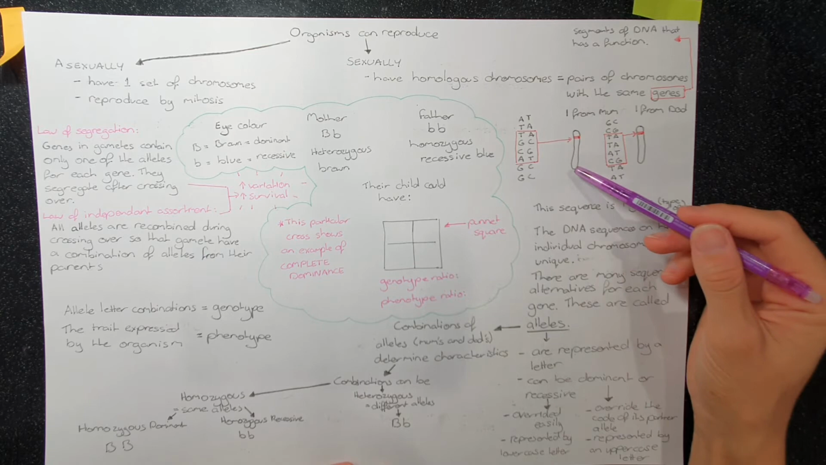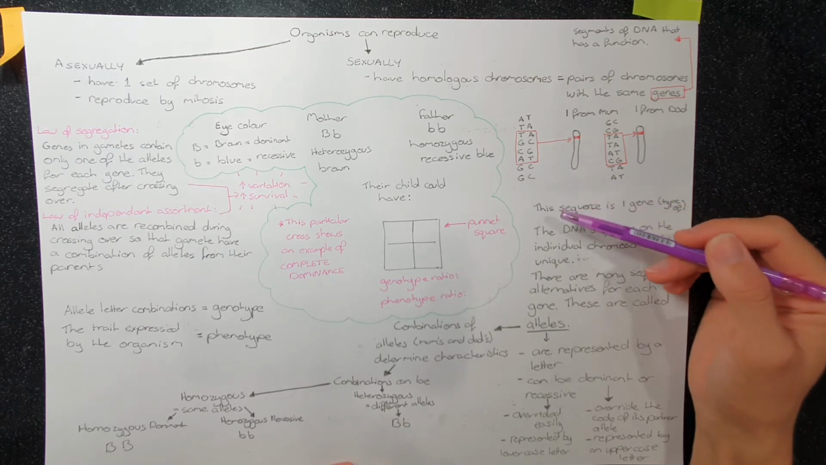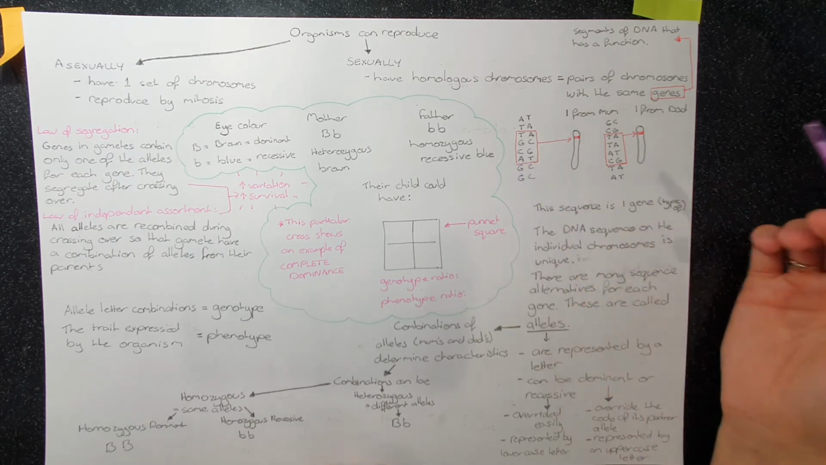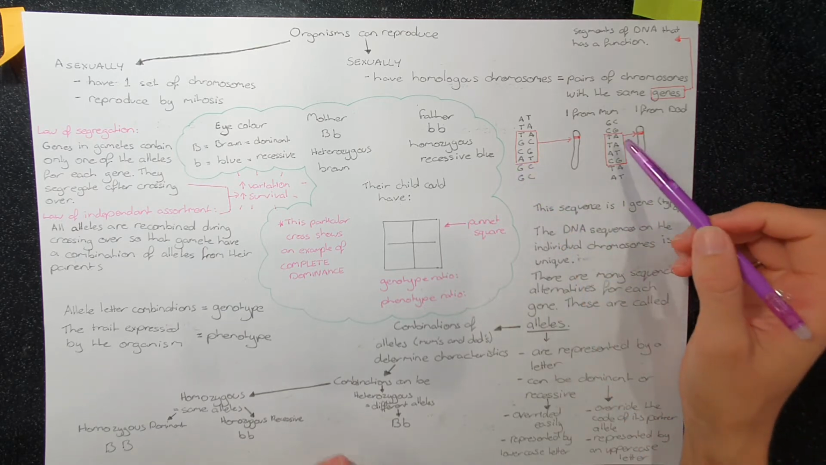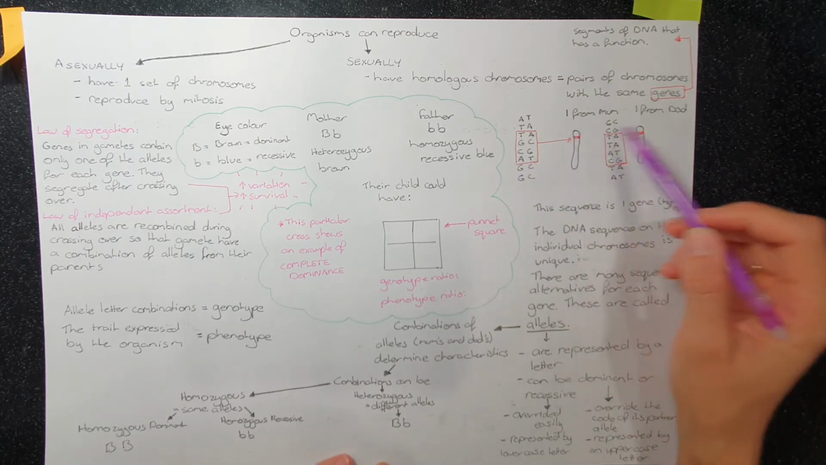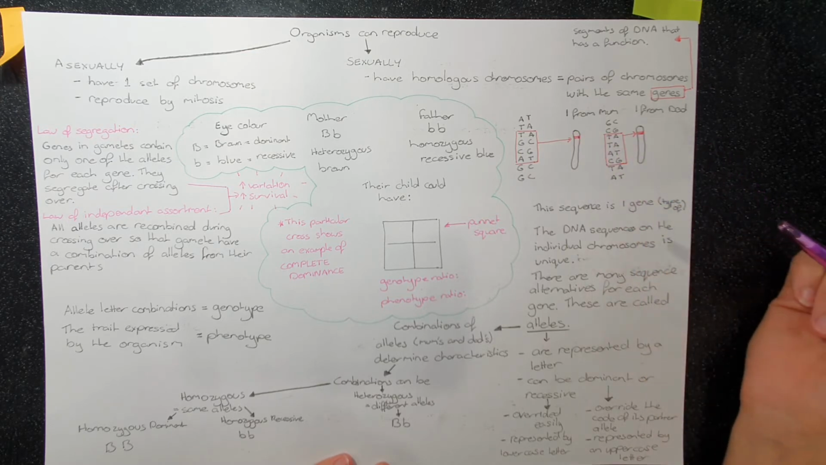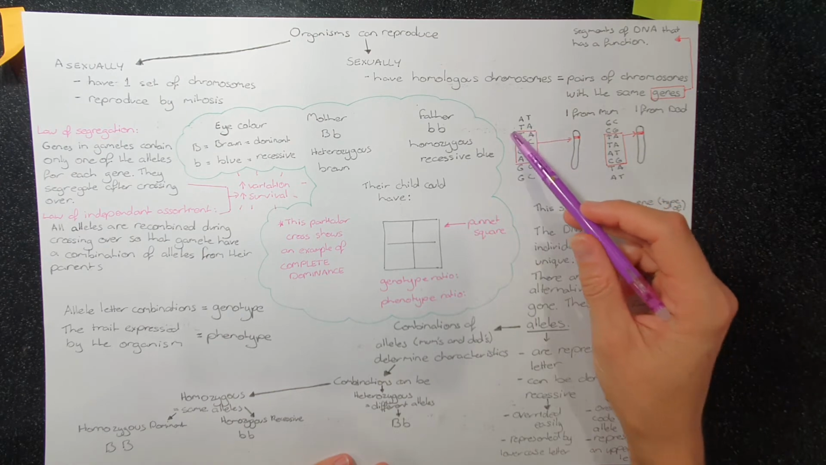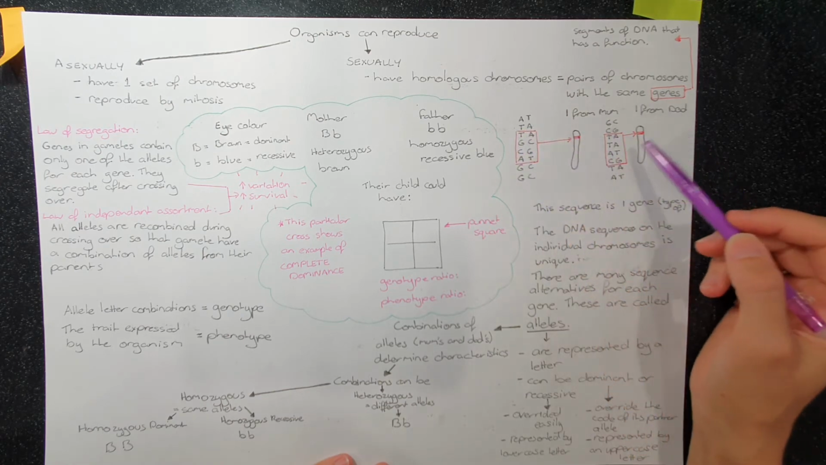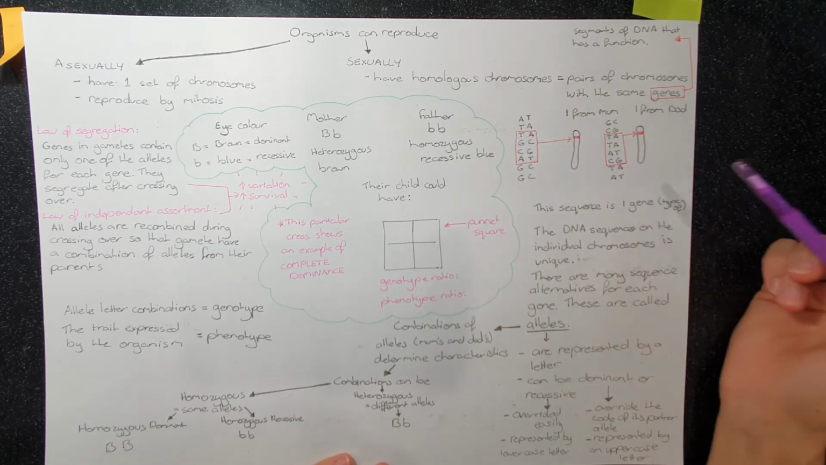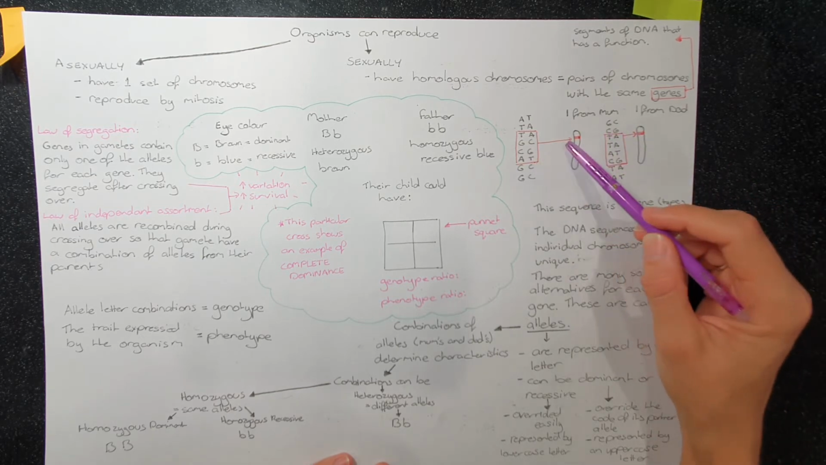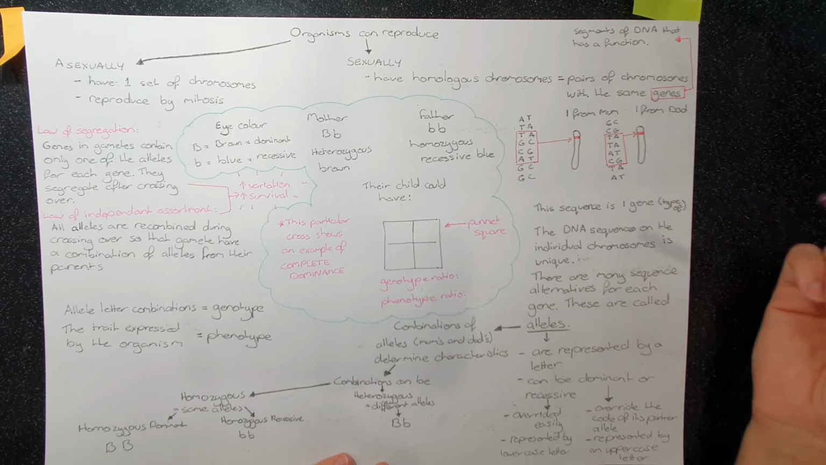This gene could be related to hair color, eye color, height, or just about anything. So in a quick example, we might say that this gene, this red gene that I've identified on the chromosome, might relate to hair color. And the gene that mum has passed on is for blonde, and the gene that dad has passed on is for brown. The gene is still the hair color gene, but the one that mum's passing on and the one that dad's passing on is different.